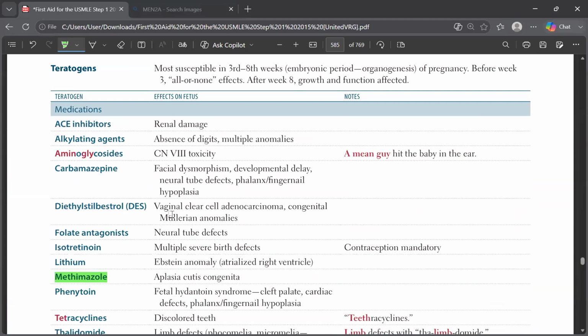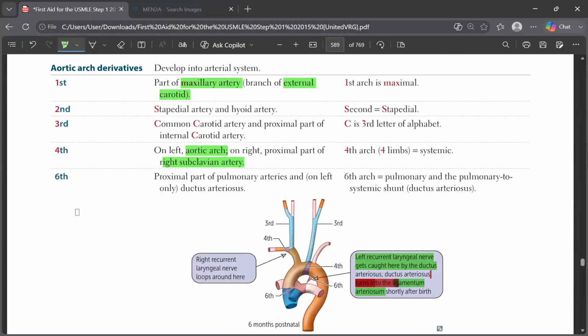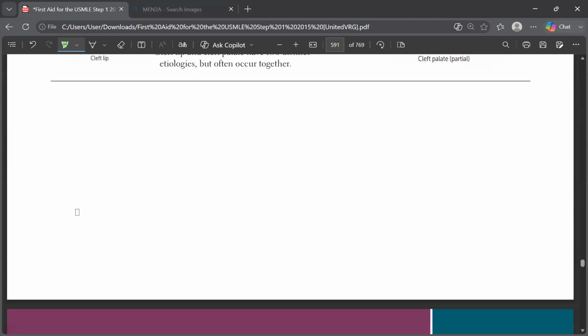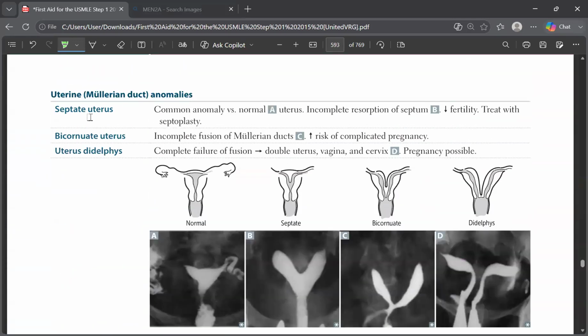Diethylstilbestrol, DES, is a teratogen causing vaginal clear cell adenocarcinoma, and it causes congenital Mullerian anomalies. So this is important to remember and recall at this point. So back to our Mullerian anomalies.